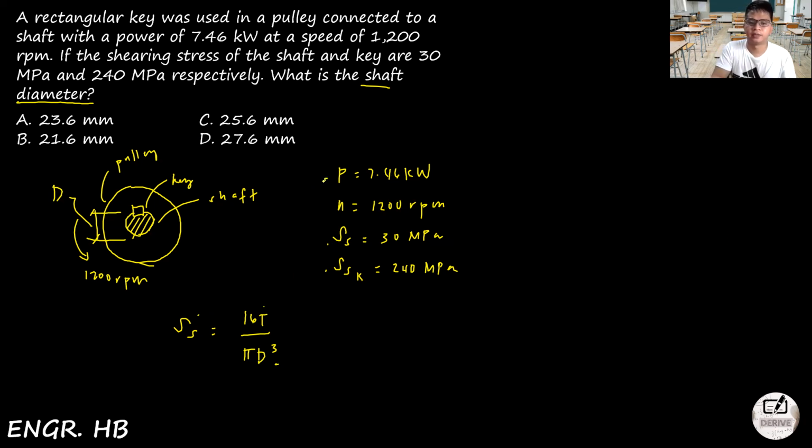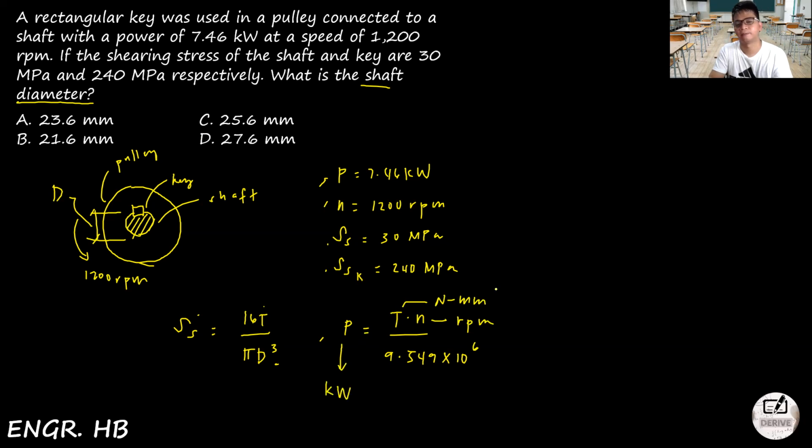But good thing we have the power here and the shaft speed here. We already know this. When power and speed are given, we can find the torque: power is equal to torque times speed divided by 9.549 times 10 raised to 6, given that your torque is in Newton mm, your speed is in RPM, and your power is in kilowatts. So the given is just right. We have 7.46 kilowatts equal to torque multiplied by speed, 1,200, divided by 9.549 times 10 raised to 6.